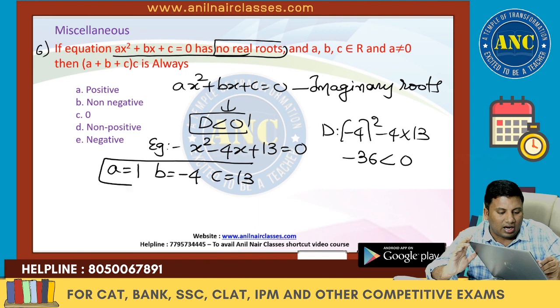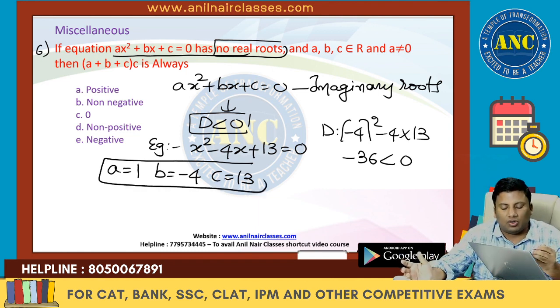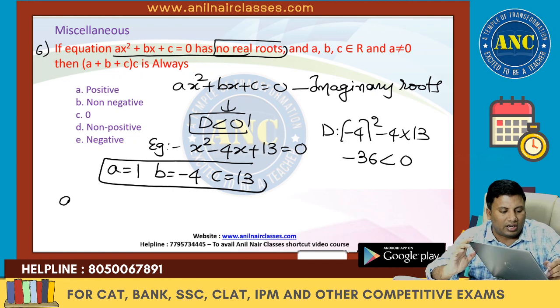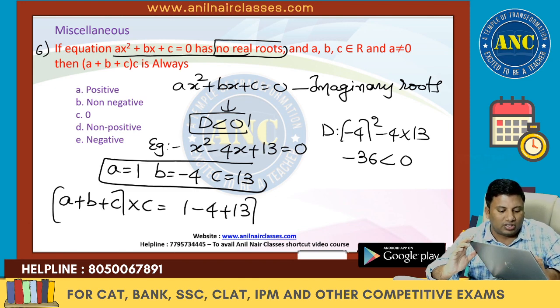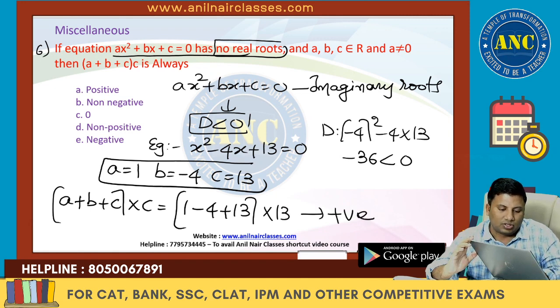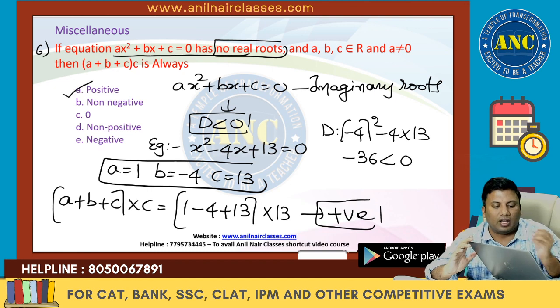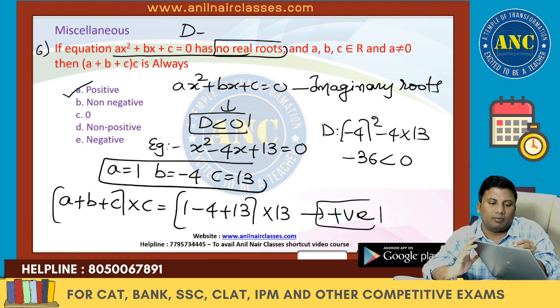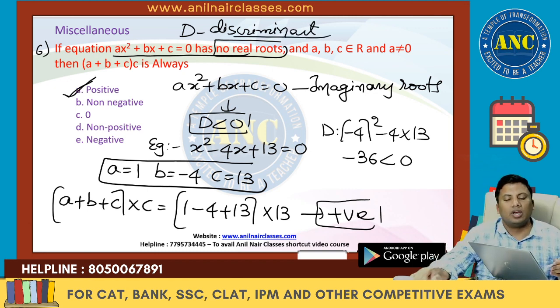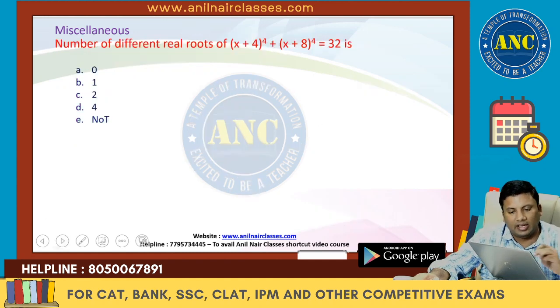Please see here: no real roots, A, B, C are real numbers, A is not equivalent to 0. (A plus B plus C) into C is (1 minus 4 plus 13) into 13, which is nothing but positive. So the answer is a positive value. The idea is to take an equation where D, the discriminant, is negative. Take another random value that comes into your mind and check whether it is positive. It will be positive. I hope the idea is clear.